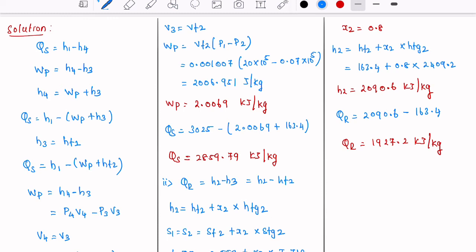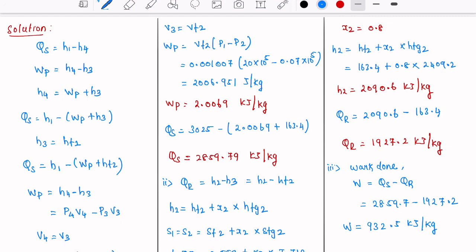Next, we can find the value of work done. The value of W is equal to heat supplied minus heat rejected, and we have the values of QS and QR. By substituting this, you can get the work done. QS is equal to 2859.7 minus QR, 1927.2. From this, the value of W is calculated as 932.5 kilojoule per kg. Okay, we have found the work done.